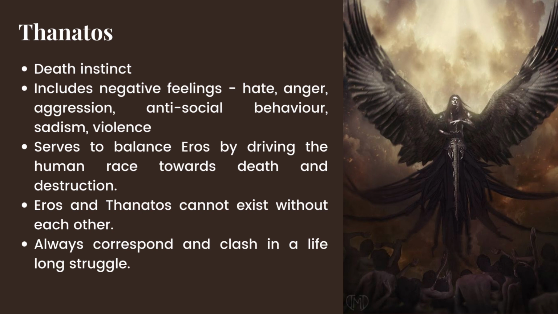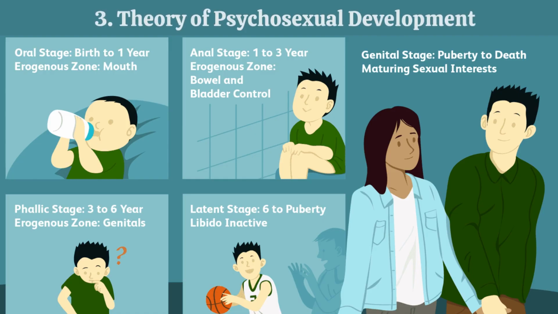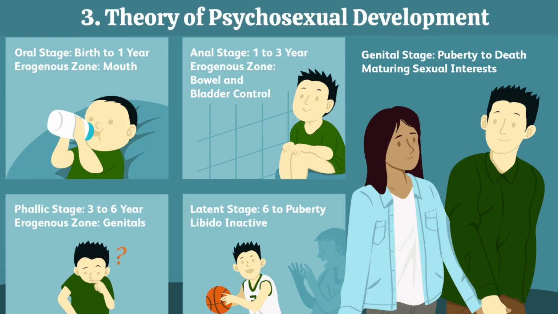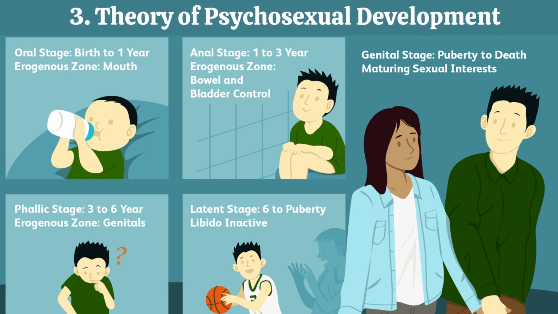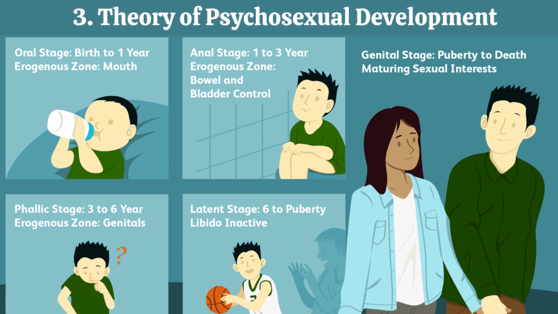Next, we move on to the third part of Freud's psychoanalytic theory called the theory of psychosexual development. Freud's theory of psychosexual development is a central aspect of his broader theory of human personality development. According to Freud, children go through a series of psychosexual stages that lead to the development of the adult personality. This theory described how personality developed over the course of childhood.